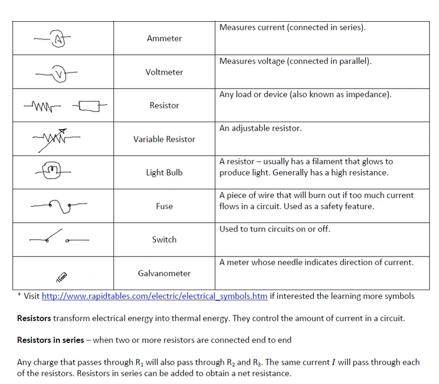And lastly, a galvanometer. We'll probably be using this in our final unit 8. It just has a little arrow because it's basically a very sensitive ammeter, and it will often just swing to the left or right, telling us the direction of current.